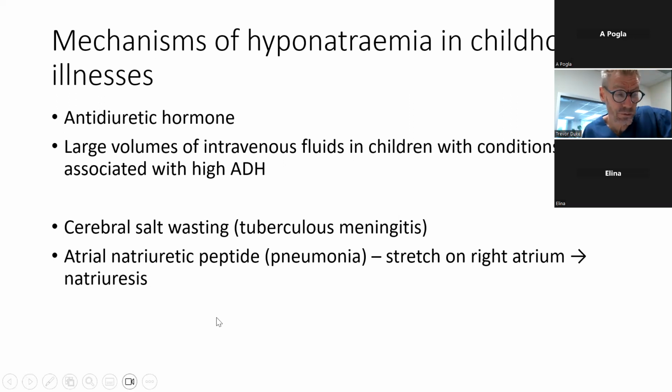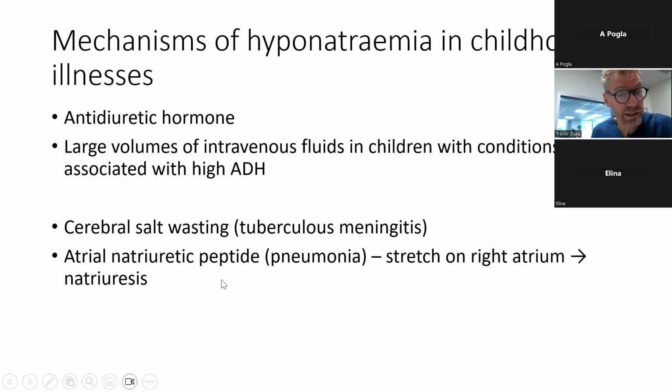There are a couple of other reasons why children might have hyponatremia in common febrile illnesses, and we can see that sometimes in tuberculous meningitis, where they have a condition called cerebral salt wasting. So instead of retaining water, they lose more sodium, and that's a condition that's mostly described in children with tuberculous meningitis and other complications like communicating hydrocephalus from TB meningitis, etc. Lots of inflammation around the brain in a more chronic meningitis.